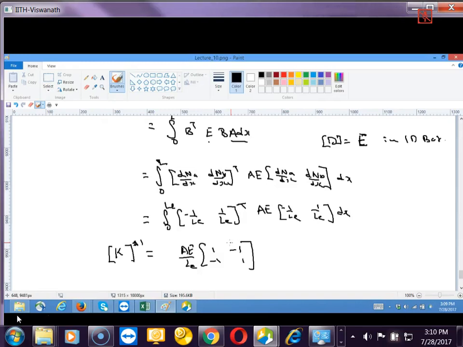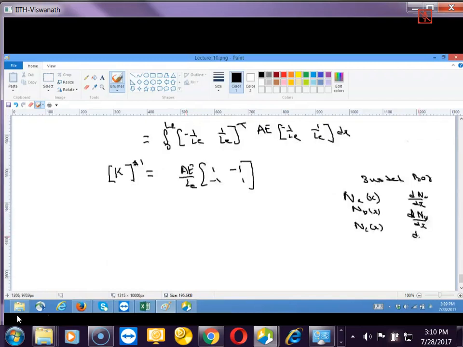Similarly, I would ask you to first get the shape functions of a three noded bar, that is NA, NB, NC of x, and find dNA/dx, dNB/dx, and dNC/dx. Once you define all these things, then you go back here.